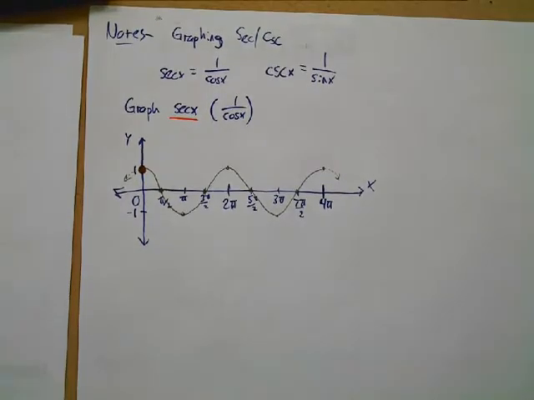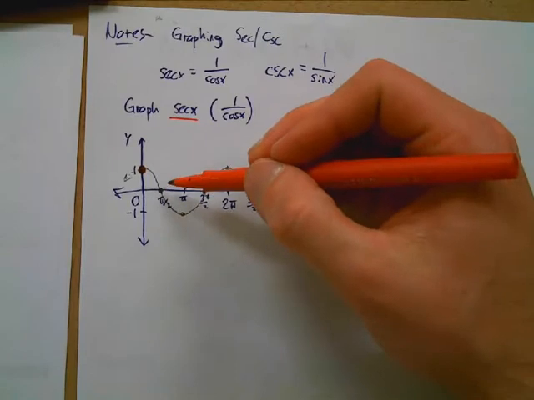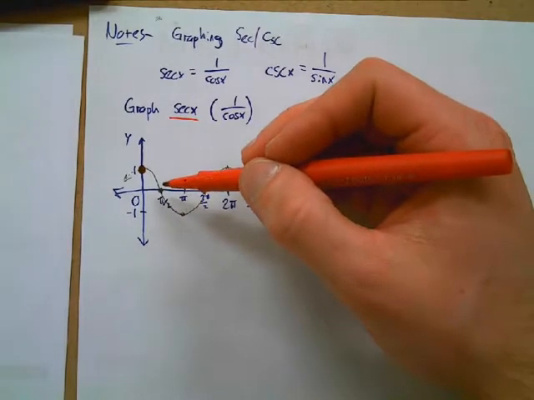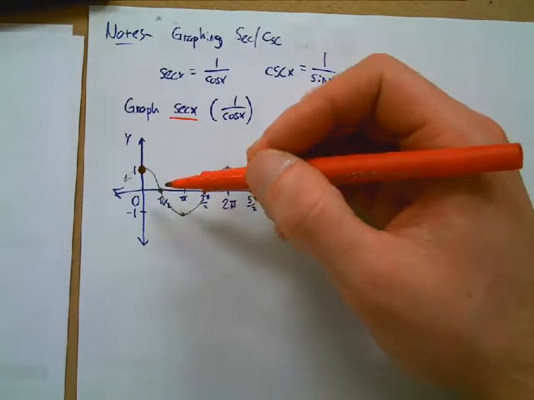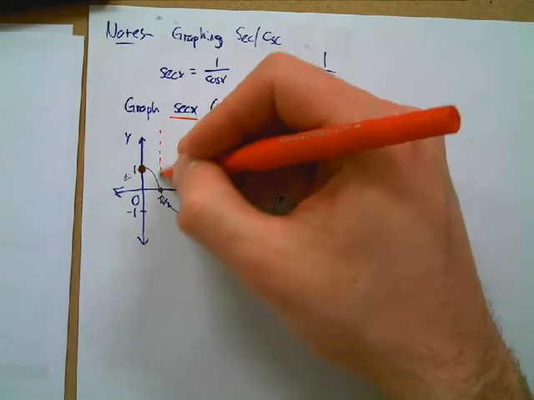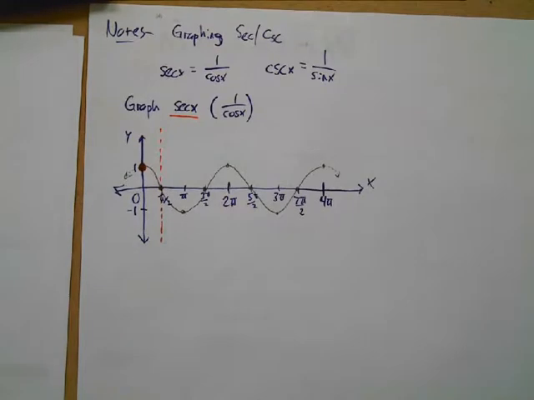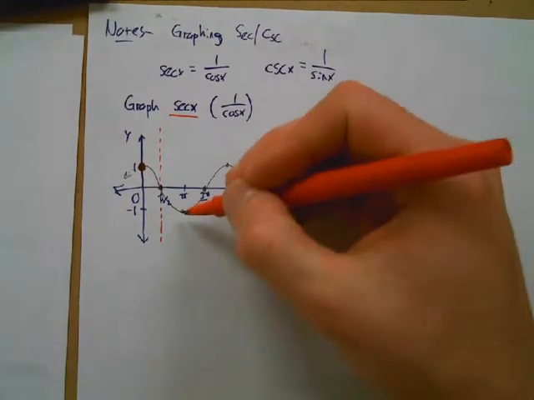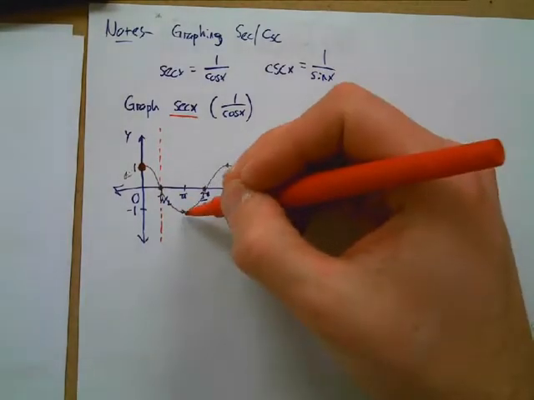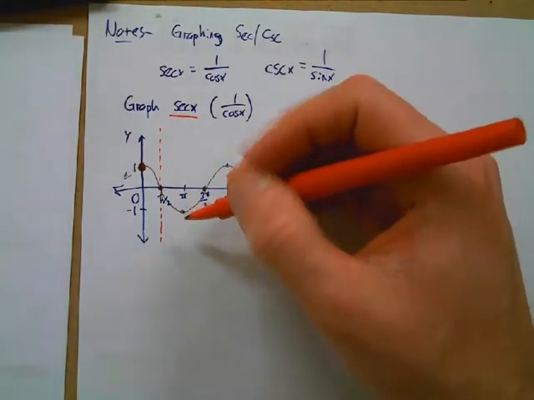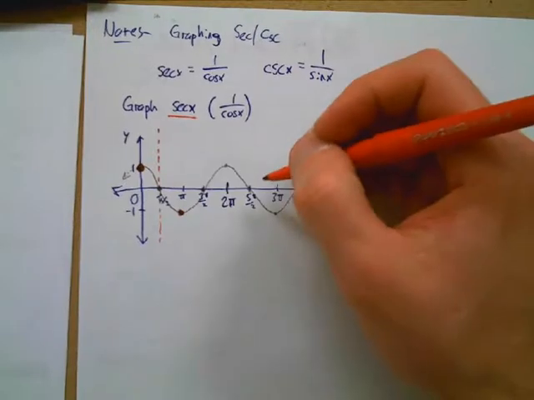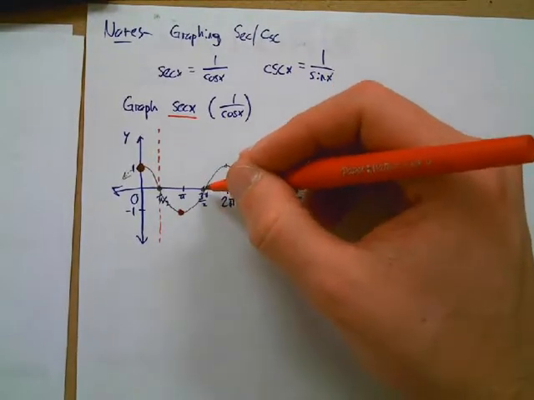Okay? At pi over 2, cosine is 0. And what's the reciprocal of 0? It does not exist, undefined. So we're going to have a vertical asymptote here. Okay, that's how we're going to represent that undefined value. At pi, what's cosine of pi? Well, -1, right? What's the reciprocal of -1? -1 still. So this point is also shared by both graphs. At 3 pi over 2, we're back at 0 again, which means the reciprocal will be undefined. So we have another vertical asymptote. And in fact, at all the zeros, we'll have vertical asymptotes.